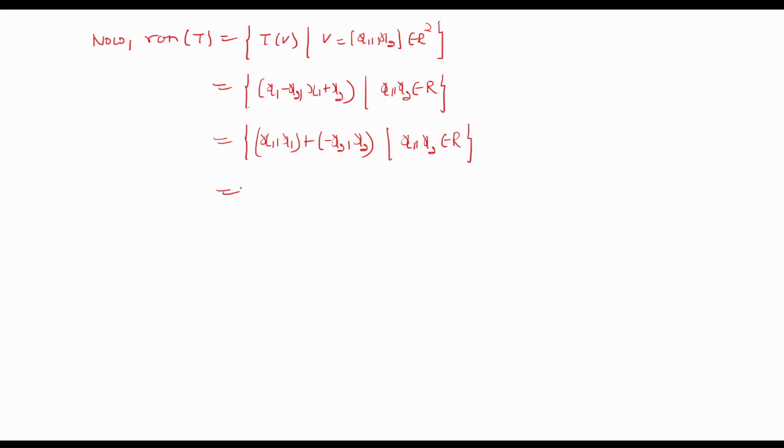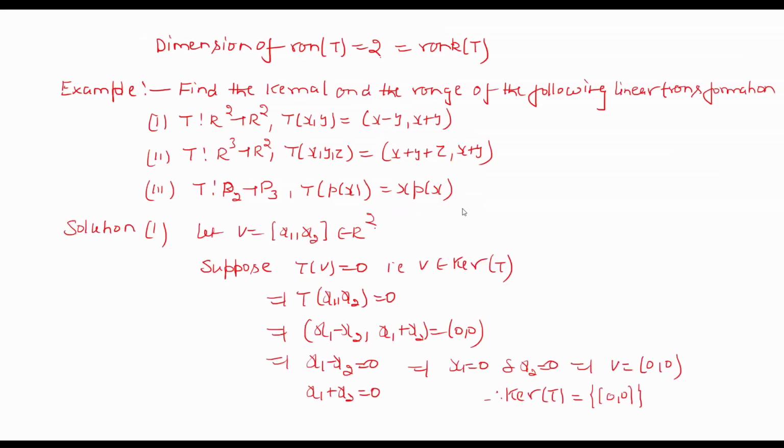So this is equal to a[x1 into (1, 1) plus x2 into (minus 1, 1)], where x1 and x2 belong to the real numbers. So this is your range of T. This is your range of T. Now the second question, third part: T from P2 to P3.